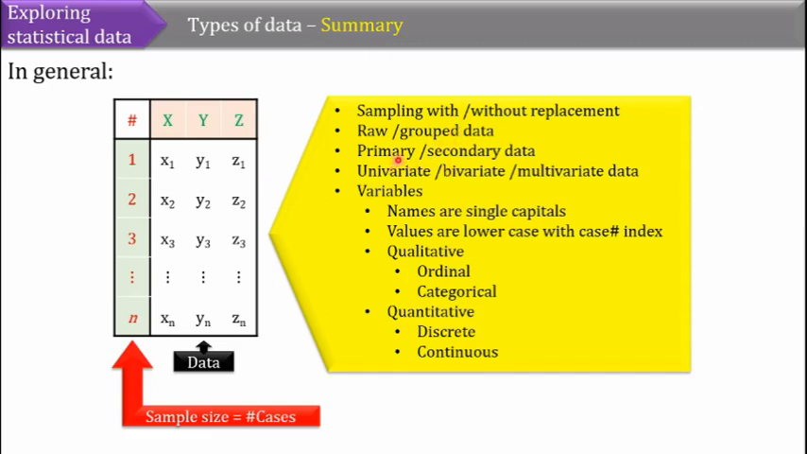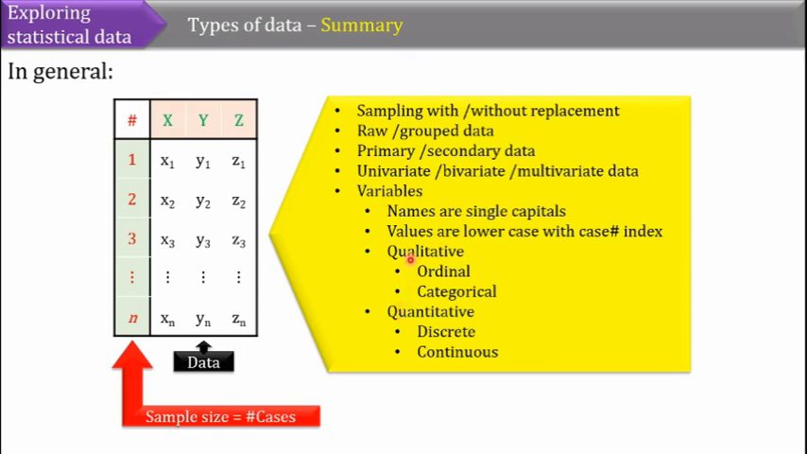Primary or secondary data. Primary is the researcher themselves collecting it. Secondary is that they got it from somewhere else, from another publication. Univariate, we only have one variable or characteristic describing elements. Bivariate, we have two, so just x and y maybe. Multivariate, we have three or more. The variables, the names, are always single capitals. The actual values will be lowercase with an index.